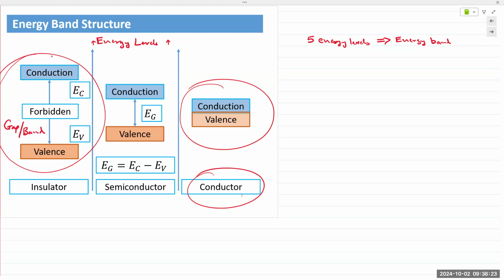Oh, by the way, everything that you learn in this chapter is highly condensed. Okay. This chapter 2 is an entire course by itself. EE 524, solid state electronics.